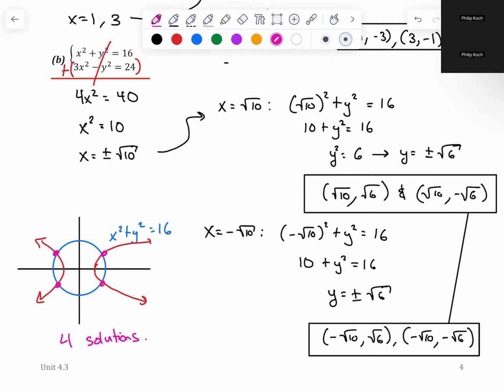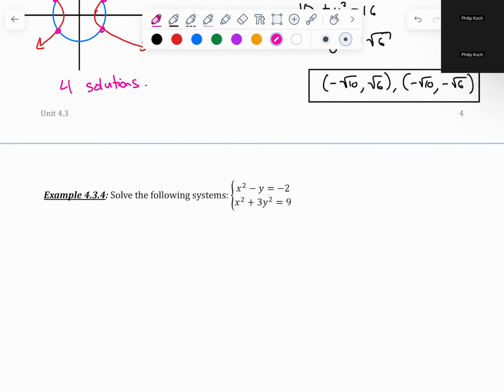So that's that one. Now the last one is a very, very interesting case. x squared minus y is equal to negative 2, and then x squared plus 3y squared is equal to 9. Now, you could do elimination or you could do substitution. I would argue that elimination is going to be the best option.